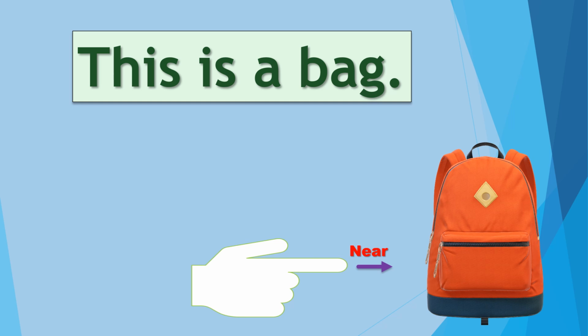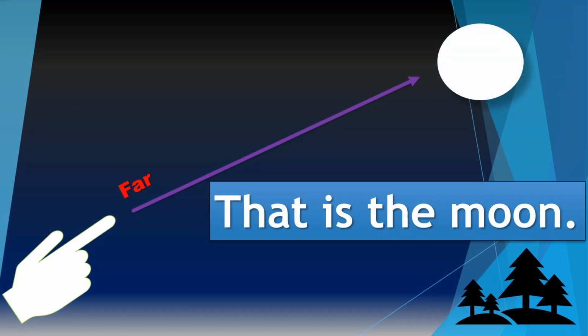Bag is near. We will use this. This is a bag. Now, moon is far. Moon is not near. So, we will use that. That is the moon.